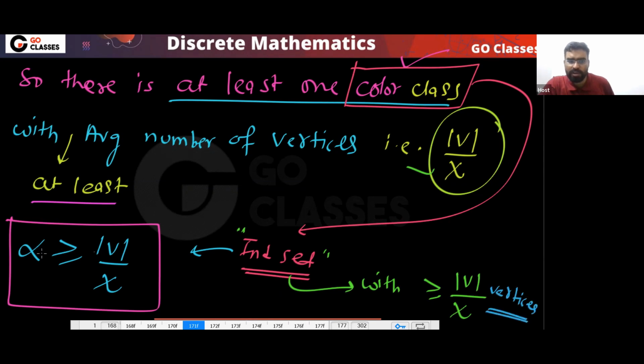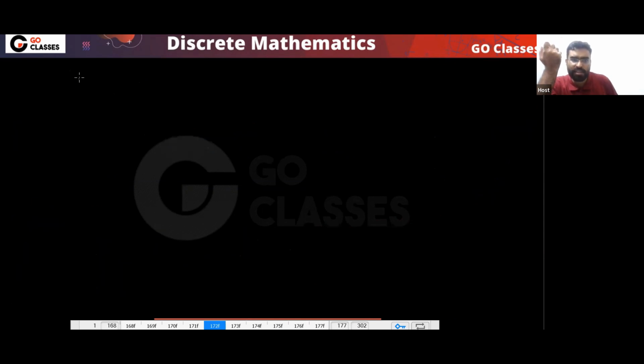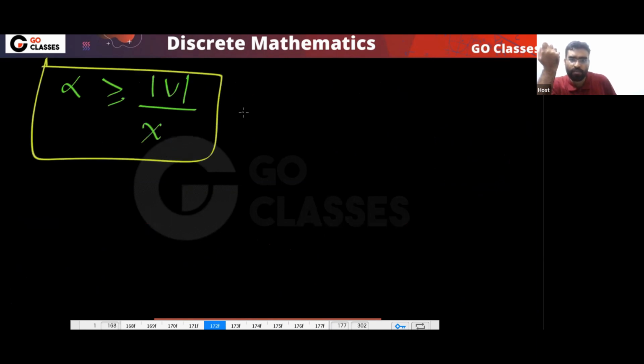So what can we say about the independence number? The largest independent set will be greater than or equal to this. So I can say alpha is greater than or equal to number of vertices divided by zeta. If you simplify this, then what will you get? Number of vertices is less than or equal to alpha into zeta.